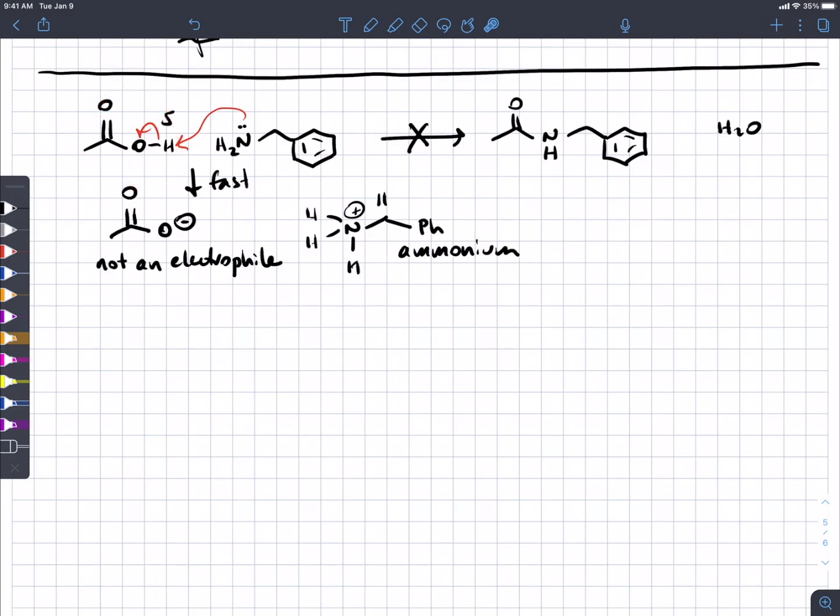So I'm going to show you two workarounds that allow you to make amides from carboxylic acids. They're basically substitution reactions in that we're going to replace the OH group on the acid with an amino group on the amide. But the approach is going to be to first convert OH into something that's a good leaving group that doesn't have any acidic protons. So strategy one involves making an acid chloride.